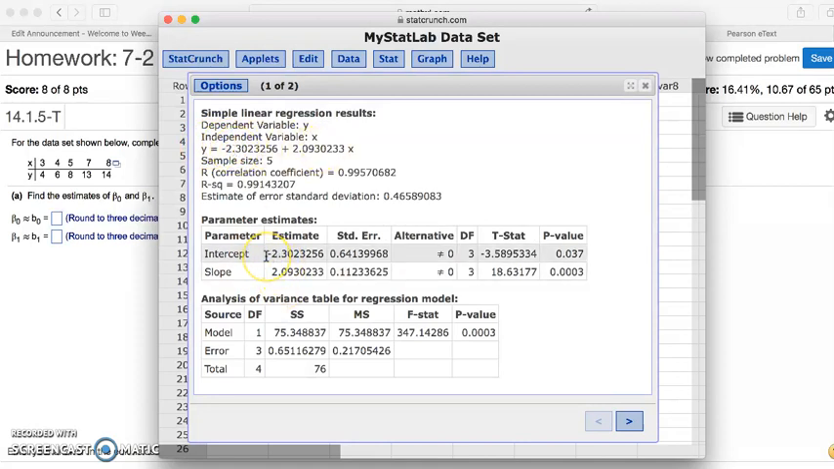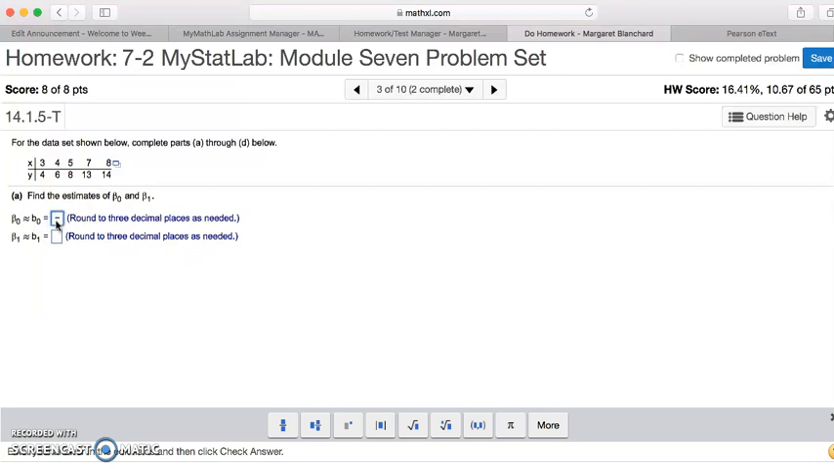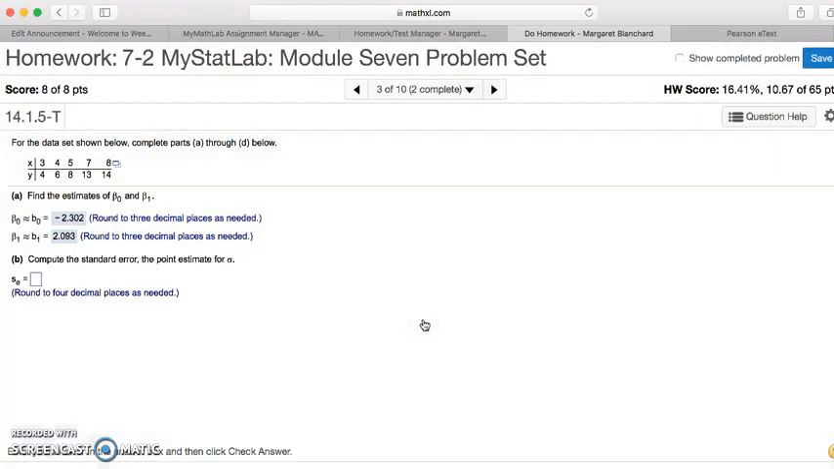So in this case, our intercept is b naught. So our b naught is equal to negative 2.302, and our b1 is equal to 2.093, since it asked us to round to 3 decimal places. So we have negative 2.302 and 2.093. Check answer.